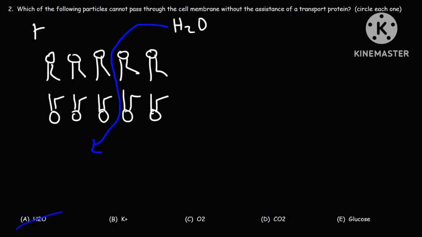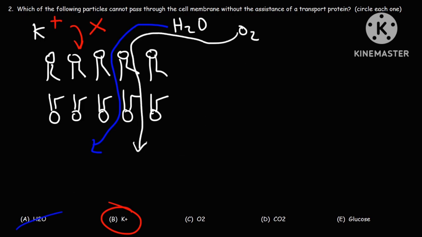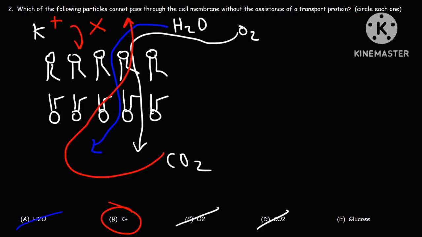Now, what about the potassium ion? Can that pass through it? Ions are not able to go through the membrane. They can't get to this hydrophobic region. So B is one of the answers that we're looking for. Nonpolar molecules like O2, this can easily diffuse in the cell membrane. And carbon dioxide, which is another nonpolar molecule, that can easily diffuse out of the membrane, out of the cell, into the extracellular fluid. So we can eliminate answer choice C and D.